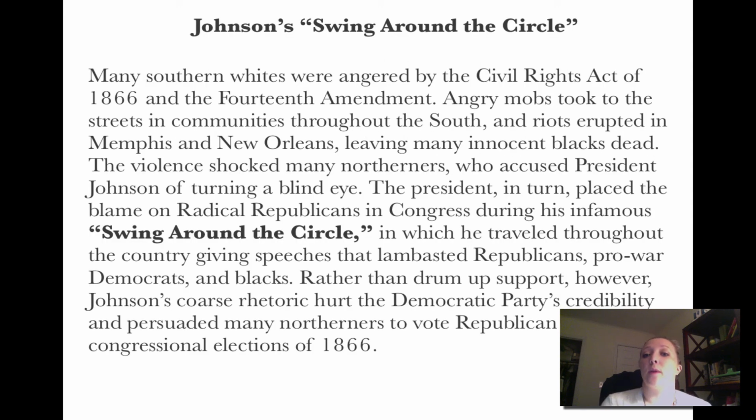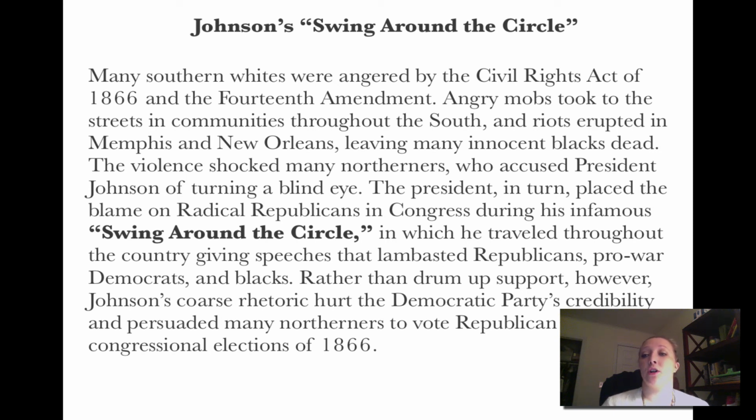Many Southern whites were angered by the Civil Rights Act of 1866 and the 14th Amendment. Angry mobs took to the streets in communities throughout the South, and riots erupted in Memphis and New Orleans, leaving many innocent blacks dead. The violence shocked many Northerners, who accused President Johnson of turning a blind eye.